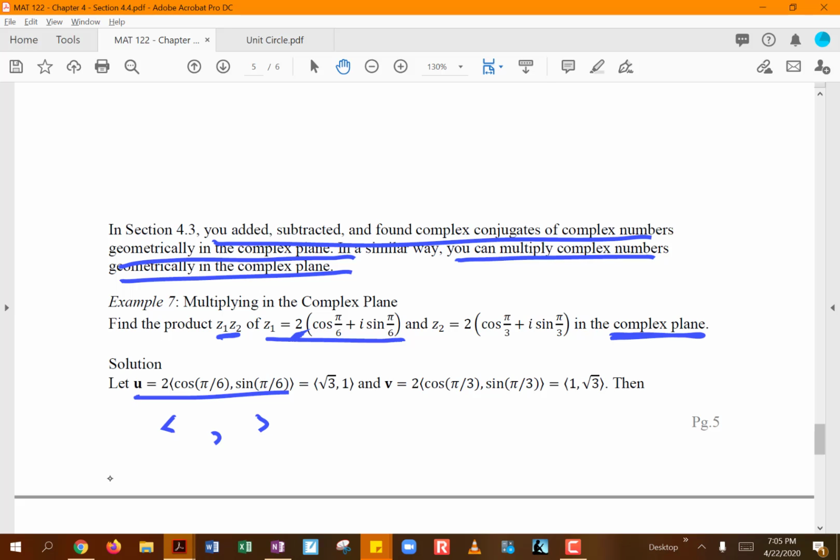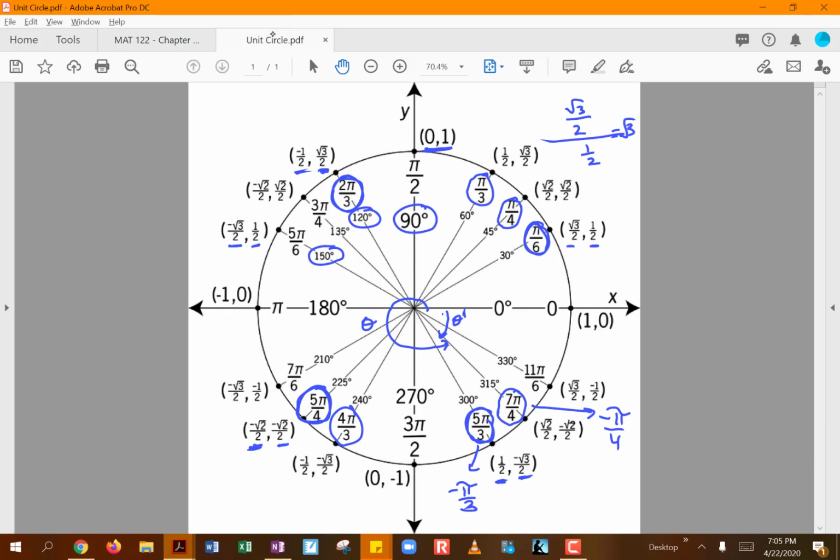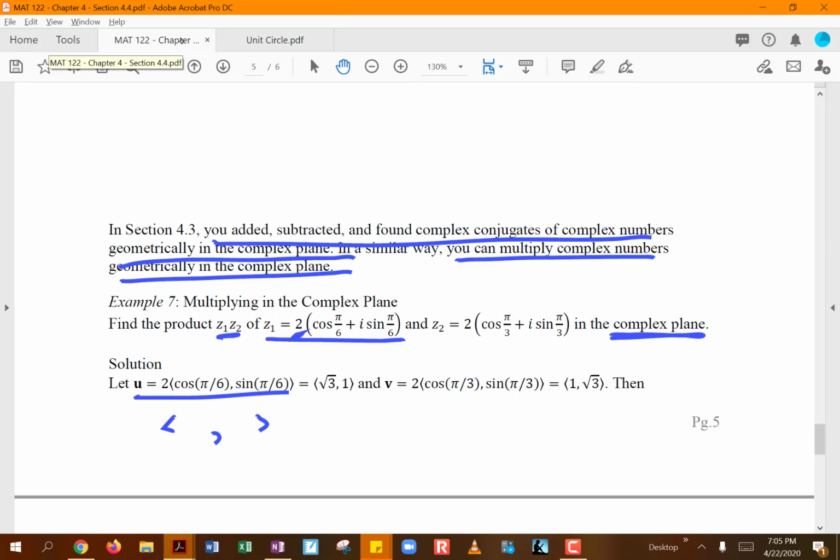And then again, cosine of pi over 6 and sine of pi over 6 is square root of 3 over 2 and positive 1/2. So basically what you have is square root of 3 over 2 from here, 1/2 from here, and then when you distribute that 2, it ends up canceling out that denominator, leaving you behind with just the square root of 3 comma 1.